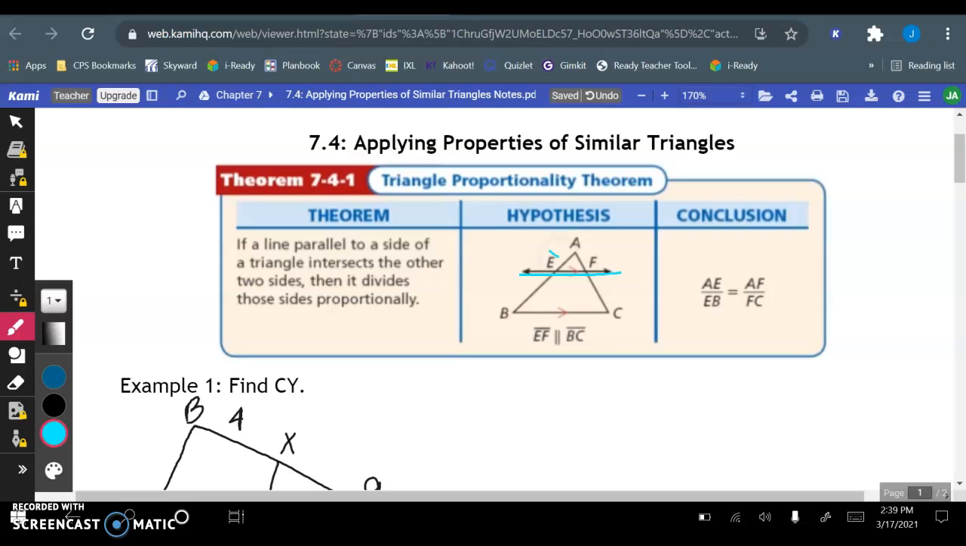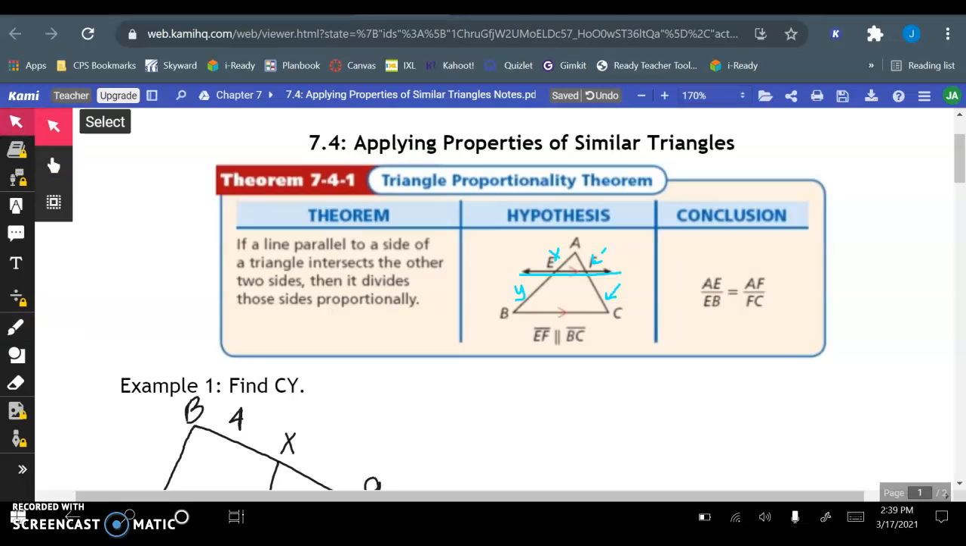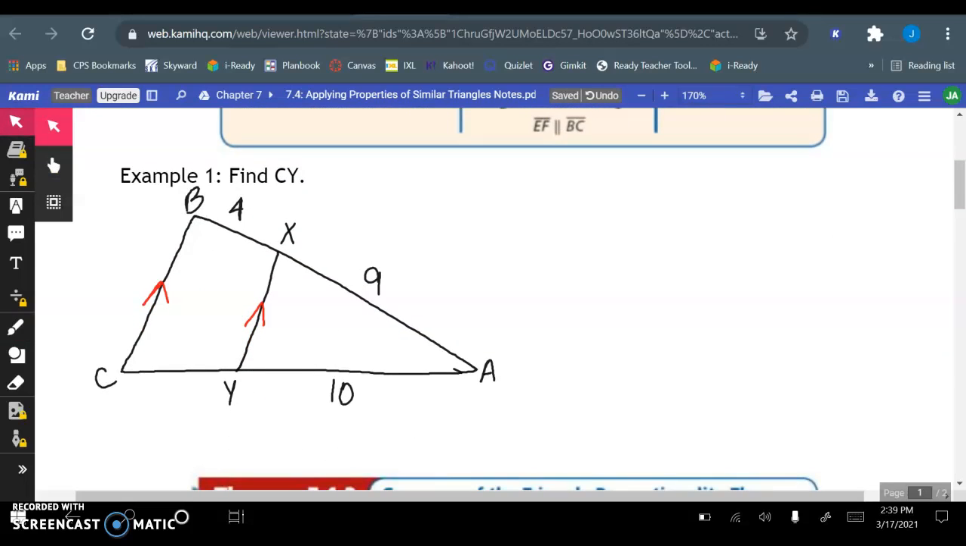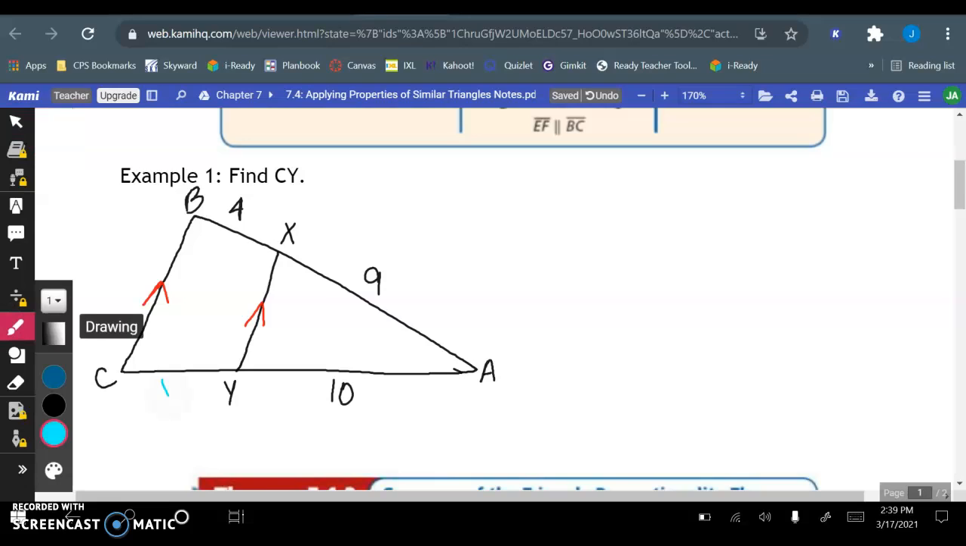So if this side over this side is going to be the same thing as this side over this side, they would form a proportion that way. So for example here, it says to find CY. So CY is right here and we have to figure out what that is.